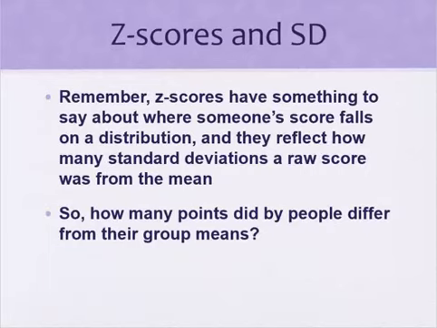Okay. So I want to talk a little conceptually here, and this ties into one of the questions on the homework about measuring saliva collection, right? It sort of revisits Pavlov's experiments. And so I'll say here that I want you to sort of encode into memory: z-scores have something to say about where someone's score falls on a distribution, and they reflect how many standard deviations a raw score was from the mean, right? So essentially they're asking, how many points did people differ from their group mean?